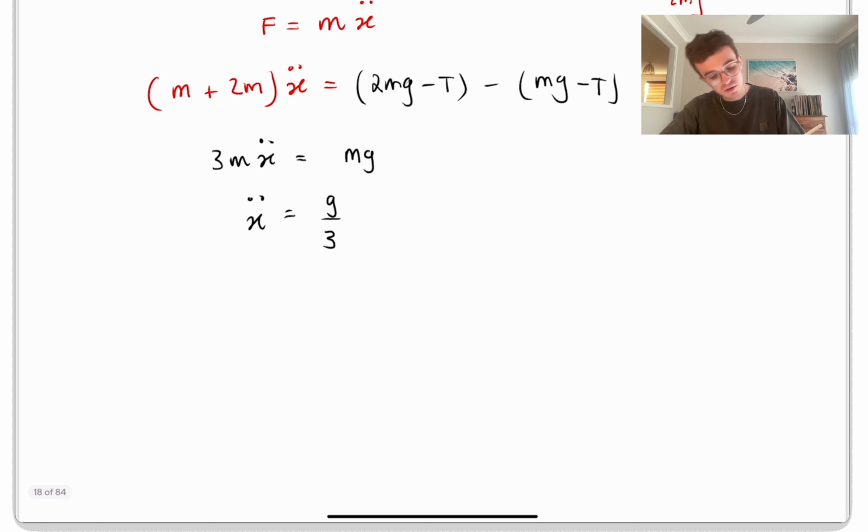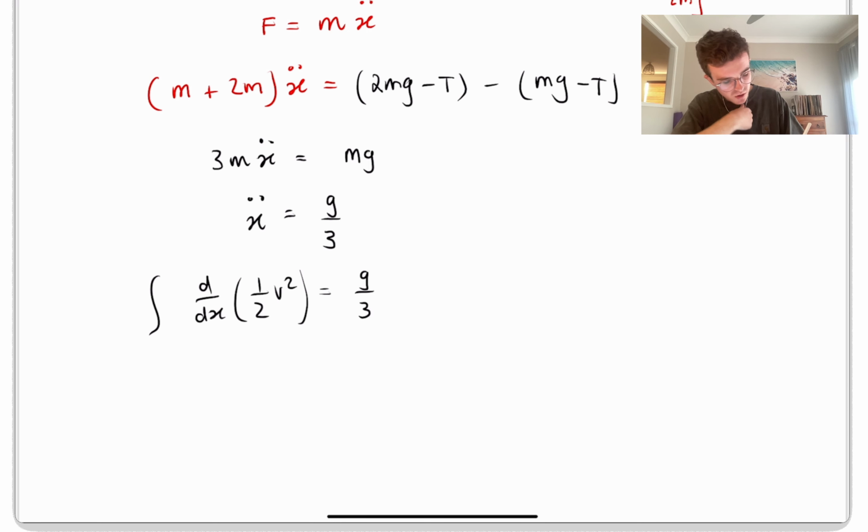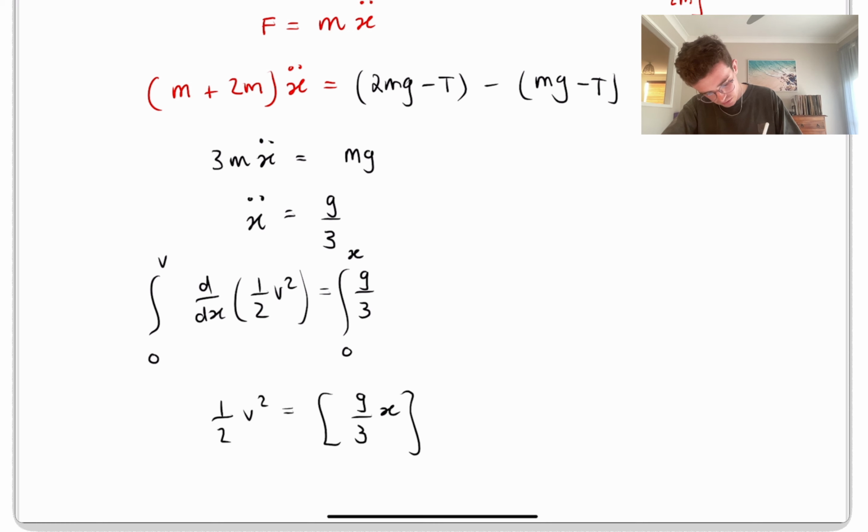Right, so we want something that involves velocity and x. Whenever we have that, we're using d by dx of half v squared. Integrate both sides. We're told the particles are initially at rest, so from rest to some unknown velocity, we're integrating here. Initially, we've travelled no distance, and we want an equation for the velocity after x distance. So this is going to be half v squared is equal to g on 3 x, from 0 to x.